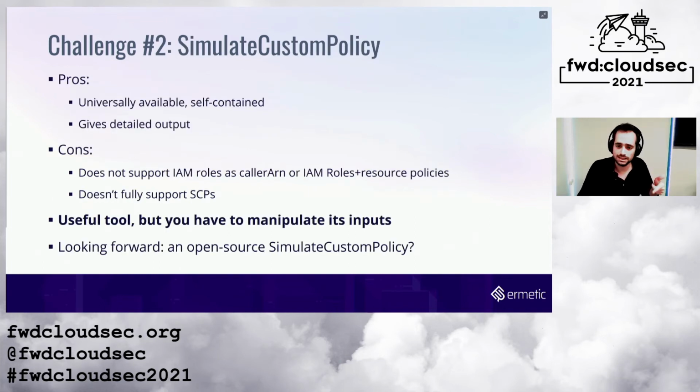Second challenge we encountered is with simulate custom policy. So we decided to use simulate custom policy as the stateless policy engine here because it's universally available, self-contained, and it gives really detailed output. Simulate custom policy isn't how we do things when doing permission evaluation at Ermetic, for example. It is not that quick. It is API speed. It might be throttled at very high request rates, though I'm not sure.